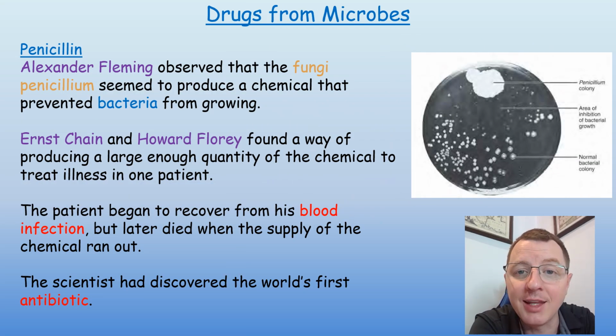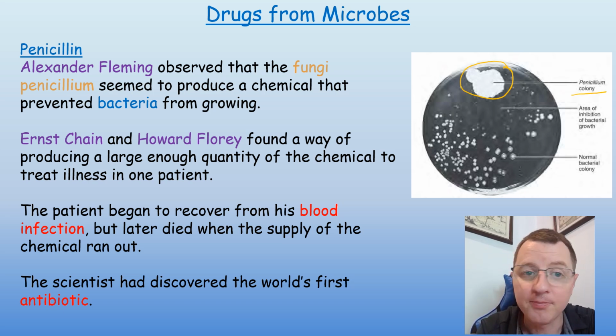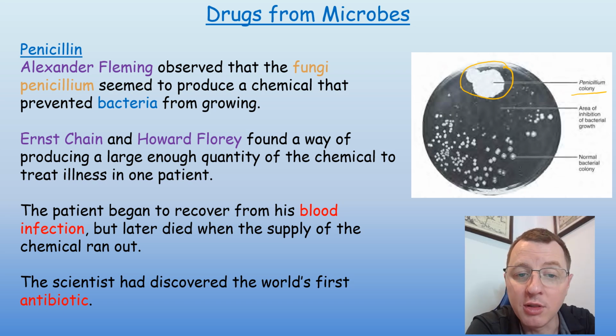So penicillin was the world's first antibiotic, and it's named after the fungus Penicillium. So Alexander Fleming observed that the fungus Penicillium seemed to produce a chemical that prevented bacteria from growing, but it was two other scientists, Ernest Chain and Howard Florey, who found a way of producing large enough quantities of the chemical to treat illness in one particular patient.